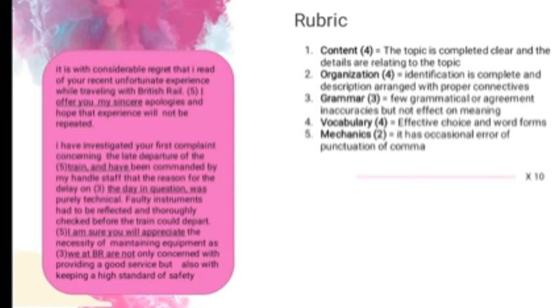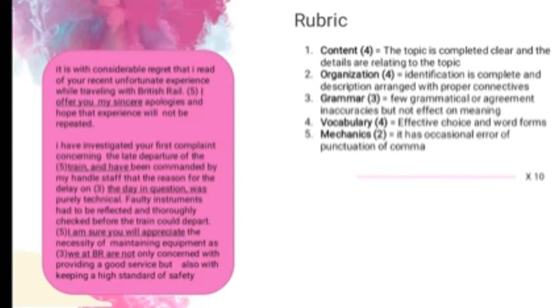And the second mistake is after 'of the train and have been'. You don't have to put a comma after train because there is the word and. And the third mistake in this paragraph is 'I'm sure you will appreciate'. There are two sentences where you have to put a comma in order to make it clear.